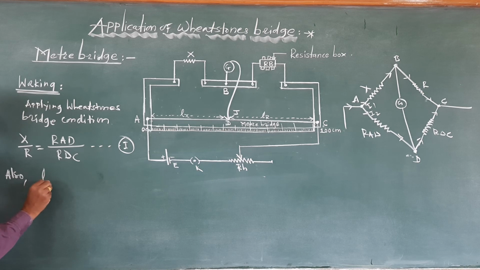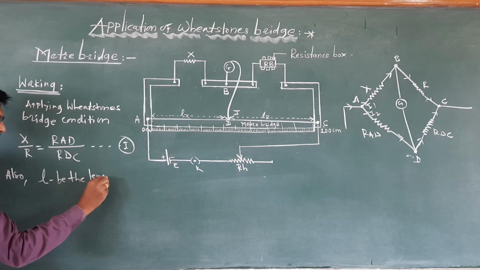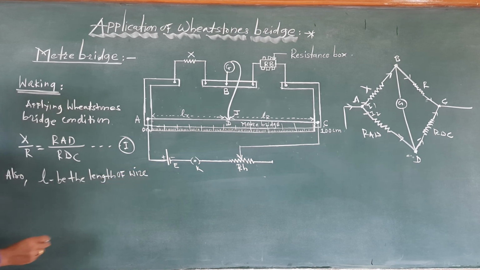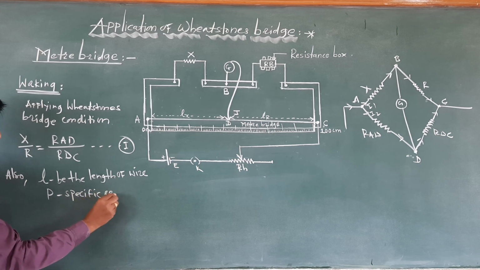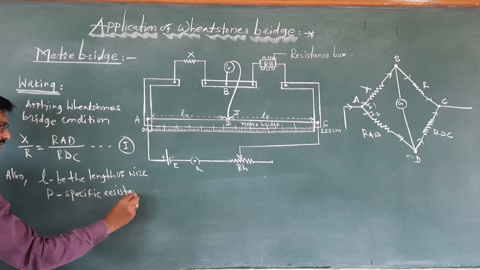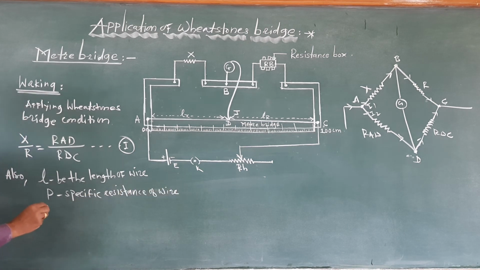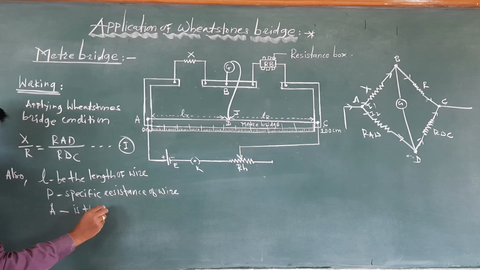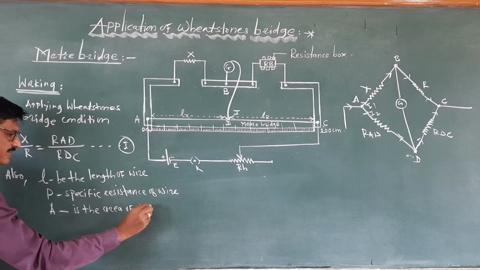Also, here L is the length of the wire. Rho is the specific resistance of the wire. And capital A is the area of cross section of that wire.